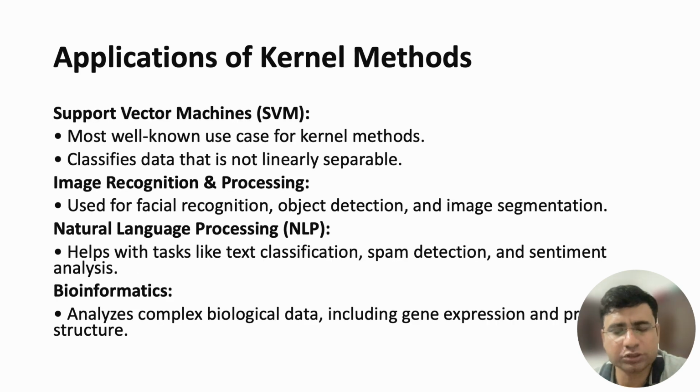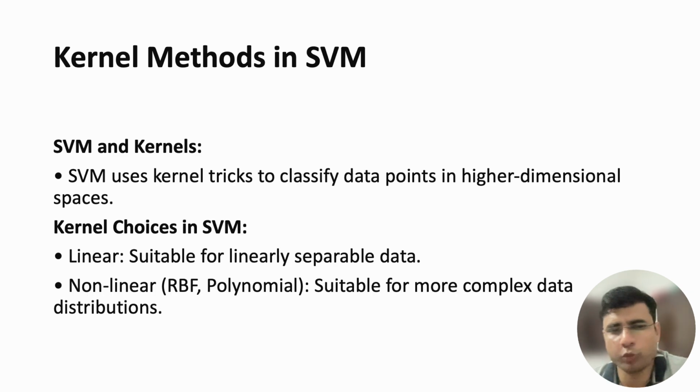Now, coming to the applications of kernel methods. Now, these are the following applications. First is support vector machines, then image recognition, natural language processing, bioinformatics. In support vector machines, kernels are crucial for finding hyperplanes that separate data in higher dimensions. While in image and text recognition, kernels allow machine learning models to capture subtle nonlinear features like image distortion or language nuances.